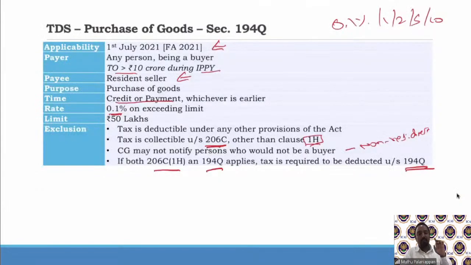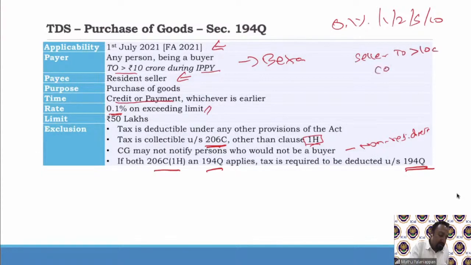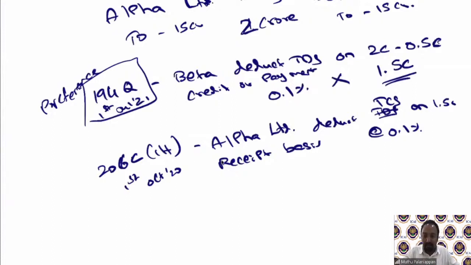This 194Q applies whenever goods are purchased by any person being a buyer. In our case, we were talking about Beta. So Beta's turnover is more than 10 crore, then 194Q applies on such purchases. If it is more than 50 lakhs, on the amount exceeding that limit, 0.1% is deducted. Whereas in 206C clause 1H, it is selling: when the seller's turnover is greater than 10 crore, the seller collects from the buyer. So when the buyer is paying and the seller is receiving, tax is collected at source. That is what the provision says. So with that, all the TDS provisions are done.